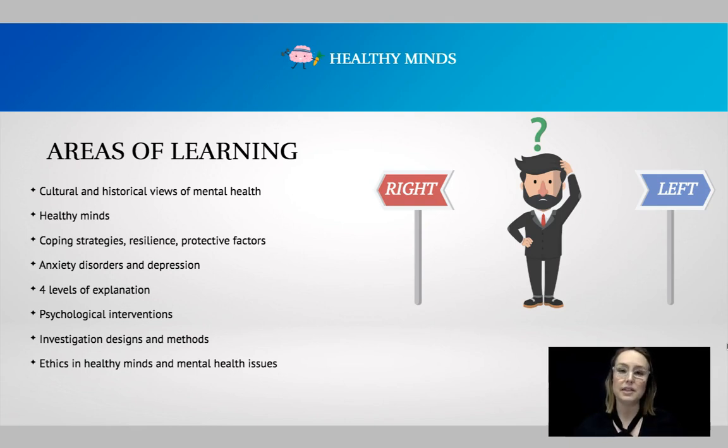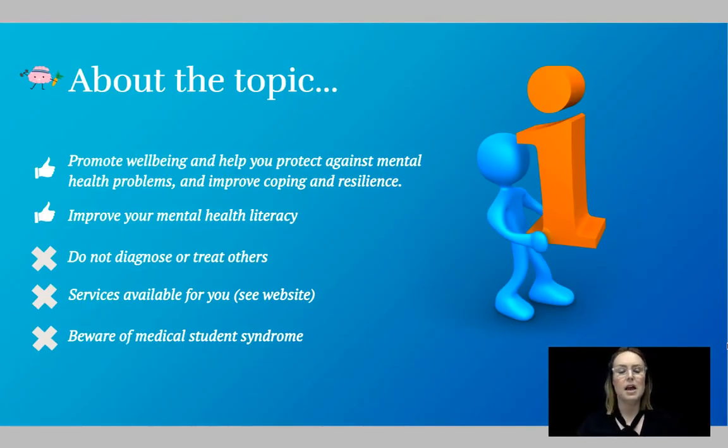We then go through 2 main categories of mental disorder. So we look at anxiety disorders and depression, but the focus of this topic isn't disorders. It's actually on the idea of a healthy mind. We then look at some psychological interventions. We kind of look at a whole range of them, we evaluate them, and look into some examples. We then again cover the last 2, investigation designs and ethics, so same as every other topic so far this year.